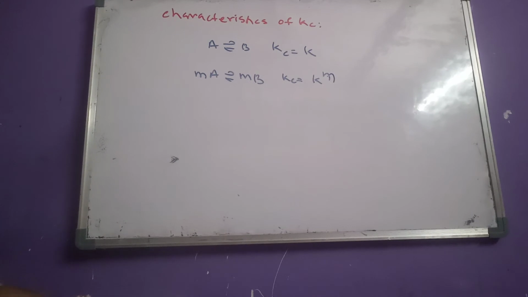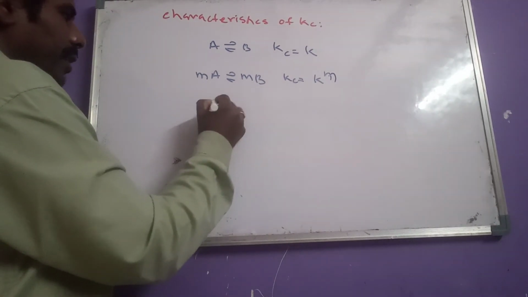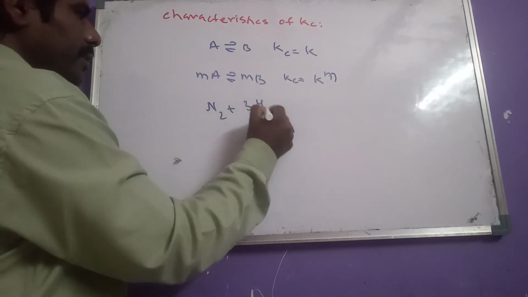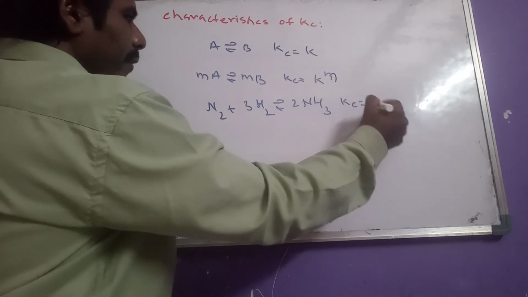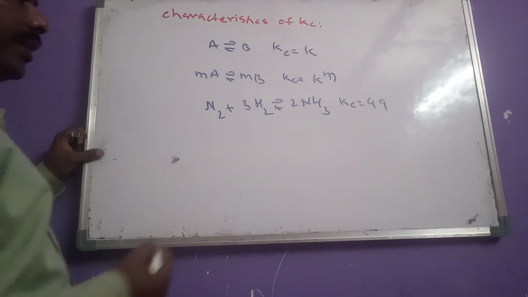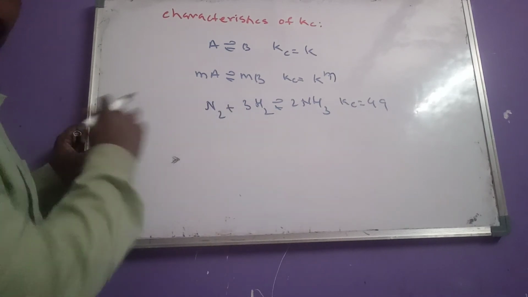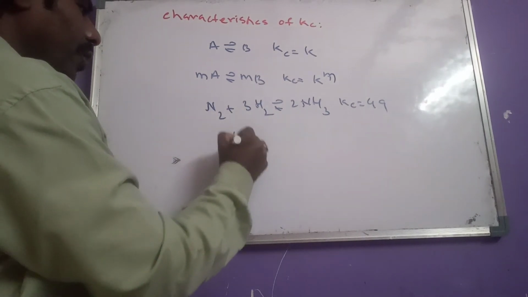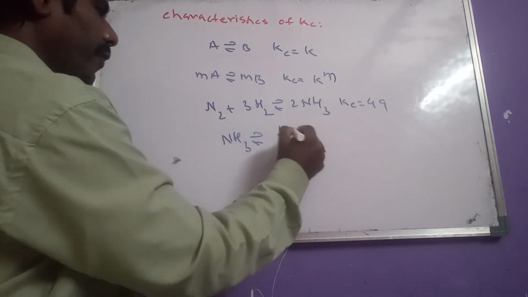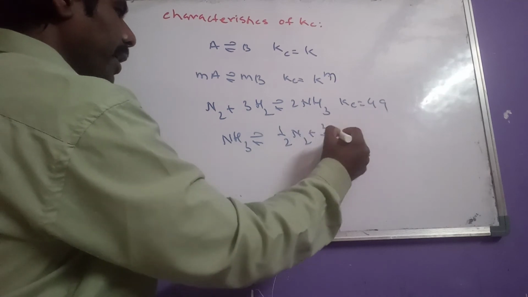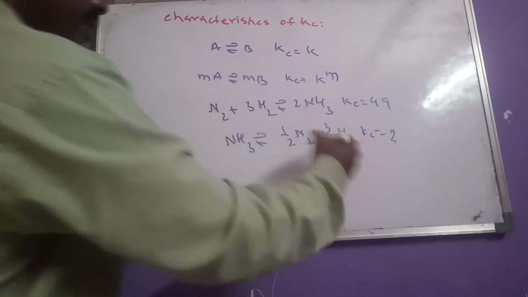So let us consider one example for this. For example, for N2 plus 3H2 gives 2NH3, Kc value is 49. Therefore, I give the question now by combining the last two cases. Now Kc value for NH3 gives half N2 plus 3 by 2 H2. What is Kc value for this equation?